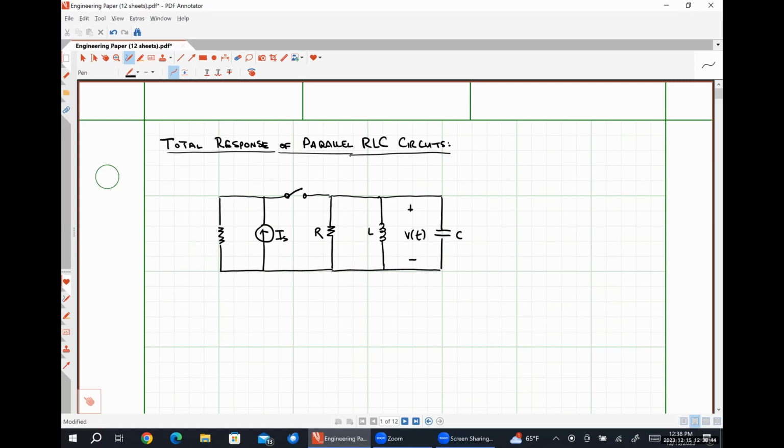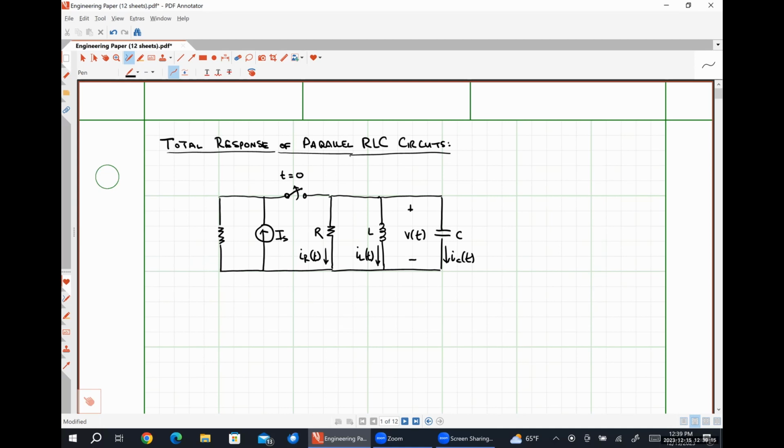I'm going to define this current here as my resistor current as a function of time, IR. This will be my inductor current as a function of time, IL. And this will be my capacitor current as a function of time, IC. And for this particular example where we're deriving everything, we're going to be dealing with a natural response system. So I'm going to be disconnecting my current source from my network.